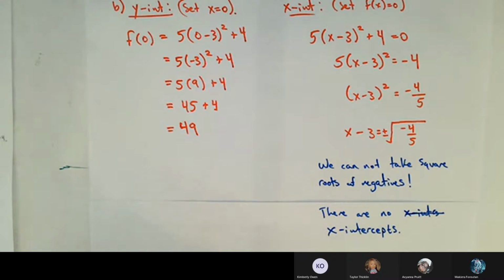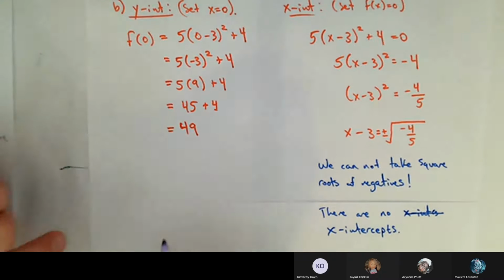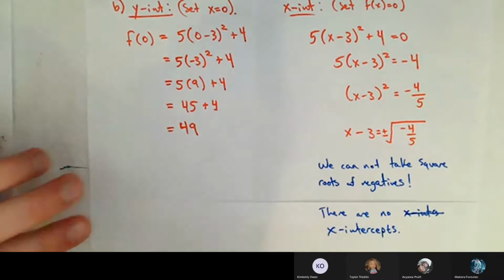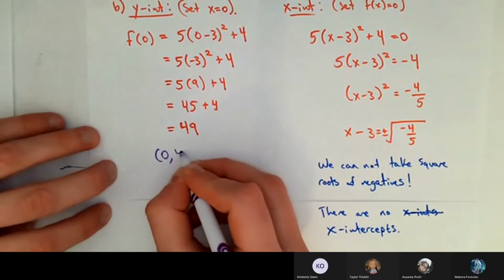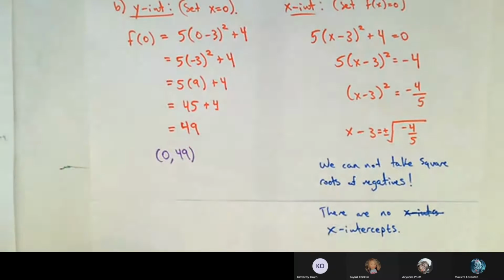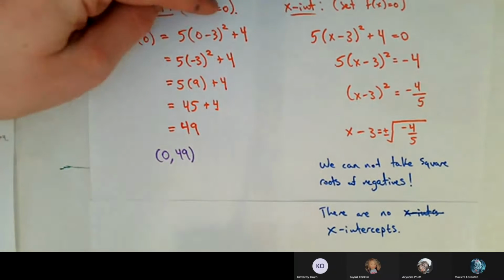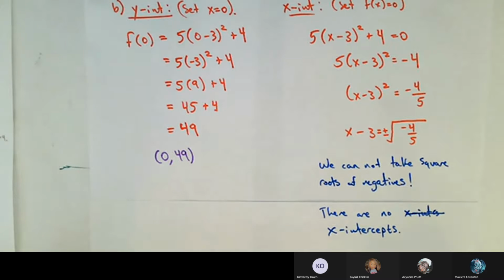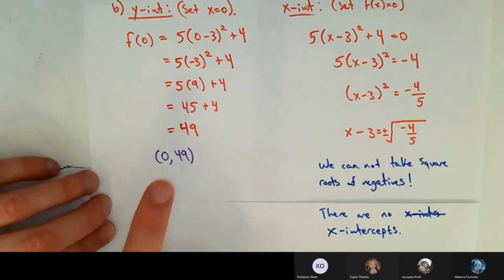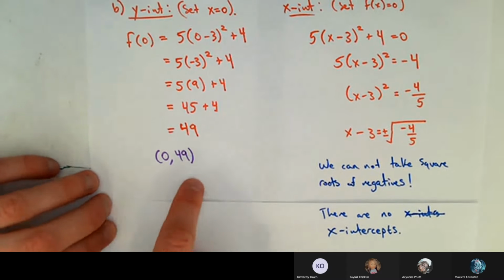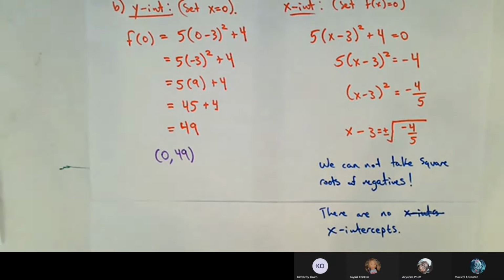Oh, back here, I didn't actually write down the y-intercept. Officially, the y-intercept is a point, right? So back here, the y-intercept is (0, 49). I found that the x value is 0 and the y value is 49, but I didn't actually write down the coordinate point. I should have done that. The actual y-intercept is not 49. It's a coordinate point, (0, 49). Just a technicality there. Okay, so that was part B, finding intercepts.